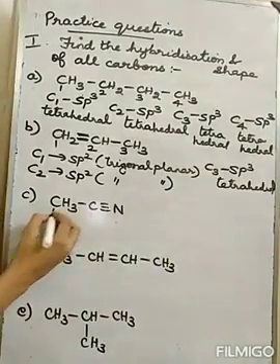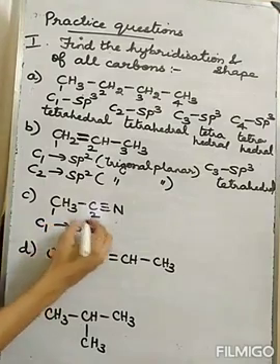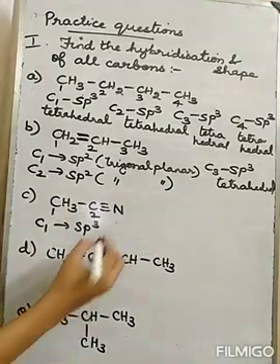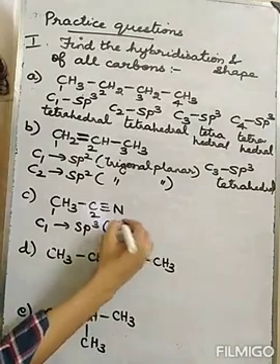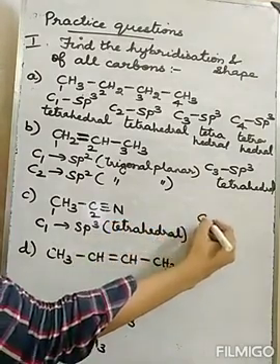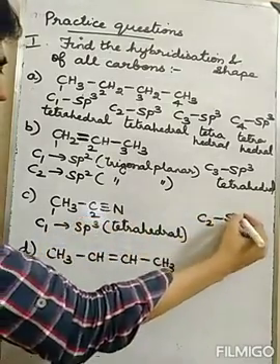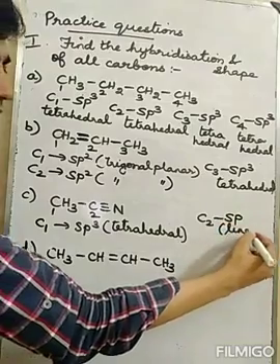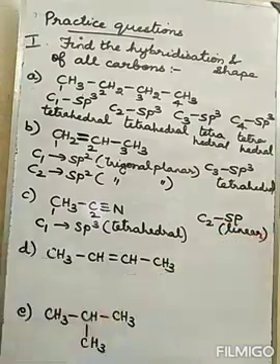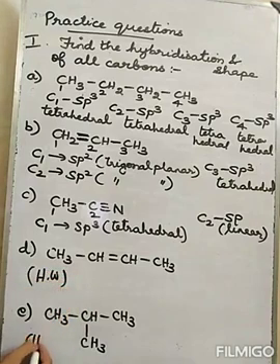Okay. Now here there are two carbons. Carbon 1, it is having only single bonds. So it is sp3, and the shape is tetrahedral. Whereas carbon 2, it is having a triple bond. Triple bond means it is sp hybridized, and the shape is linear. So this fourth and fifth sum will be the homework for you. Okay.